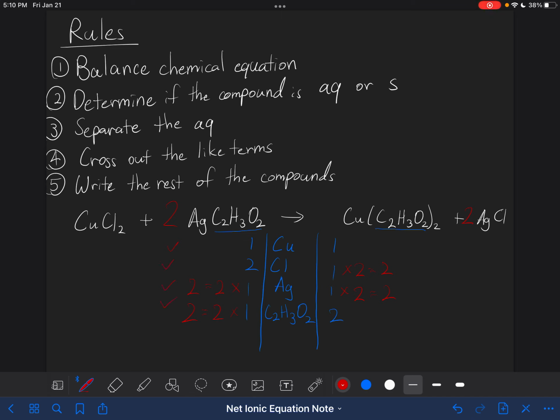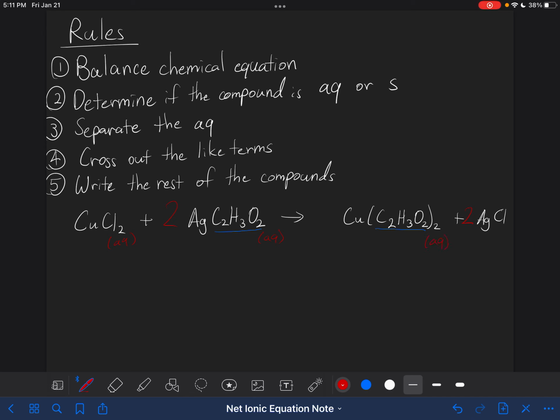Okay. So now that we completed our first step, we're going to figure out which one is aqueous and which one is solid. Now, using your table, pause the video and try to figure out which one is aqueous and which one is solid. Okay, so CuCl2 is aqueous. AgC2H3O2 is aqueous. CuC2H3O2 is aqueous. And last but not least, AgCl is solid.